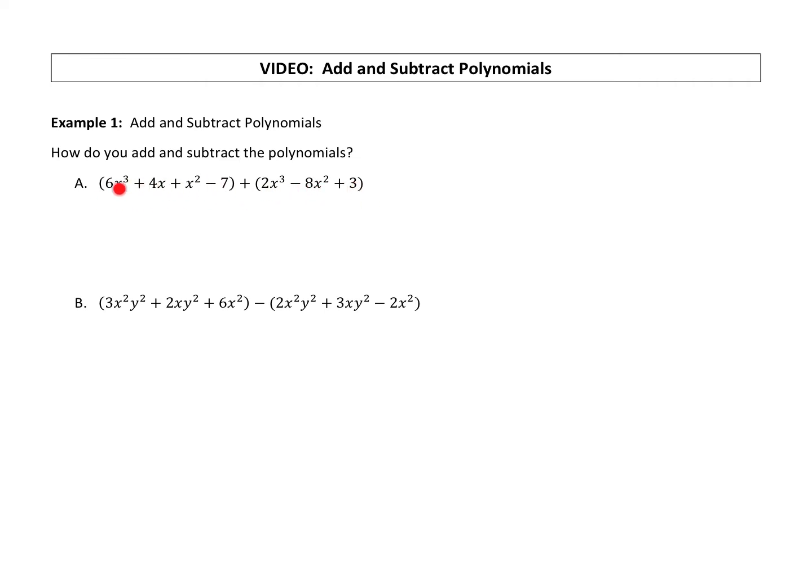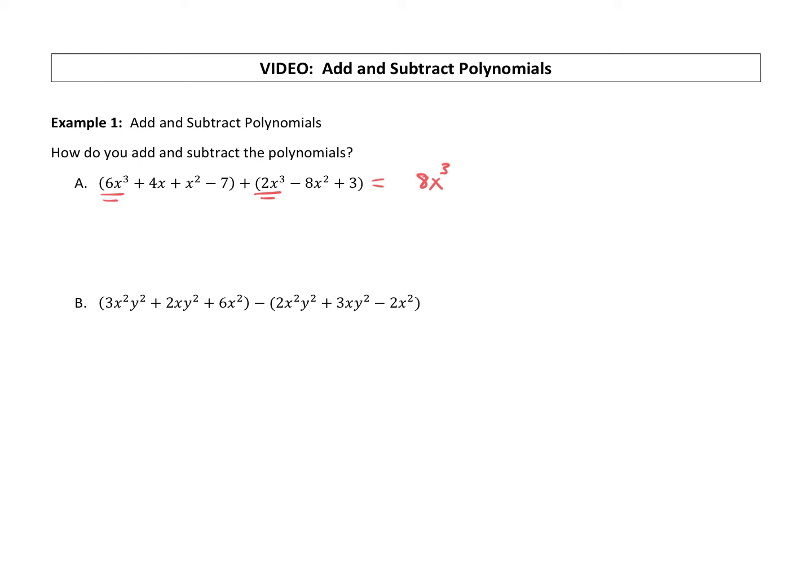So the highest exponent I see is an x to the third power. Here we have a 6x to the third power, and here's a positive 2x to the third power. And those are our only x to the third powers. So the x to the third power does not change. With adding and subtracting, your exponents won't change. You're just going to add or subtract the coefficients. So we'll take the 6 plus 2, and we have 8 of those x to the third powers.